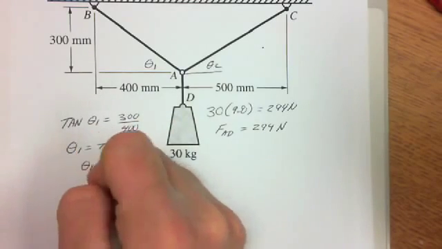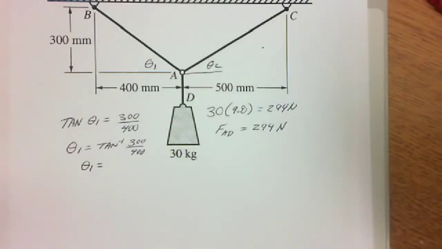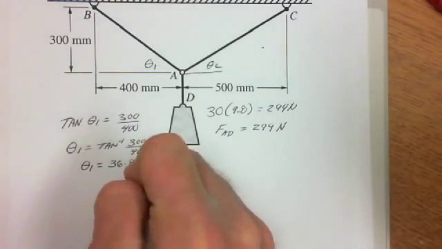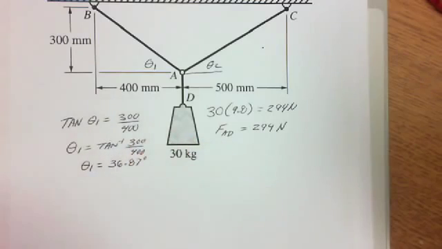In this case, theta 1 is going to equal 36.87 degrees. And again, please make sure your calculator is set for degrees and not set for radians, or you're not going to get this right. Alright, we'll come over to this side.